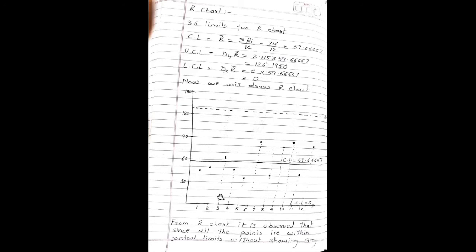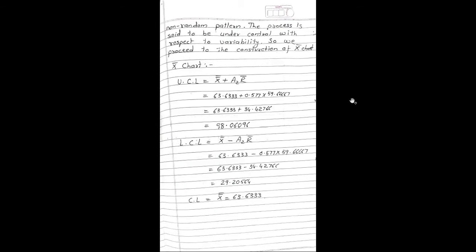And we can see from our chart that since all the points lie within control limits without showing any non-random pattern, the process is said to be under control with respect to the variability. So we can proceed to the construction of the X bar chart.